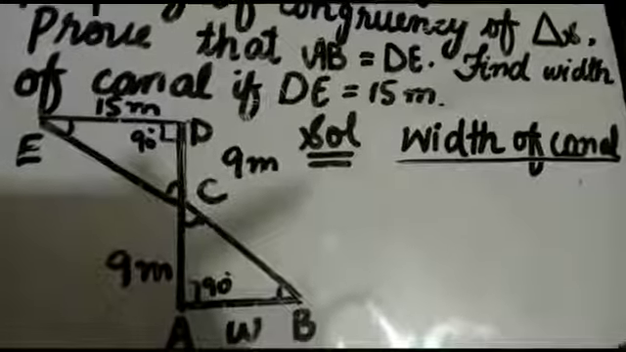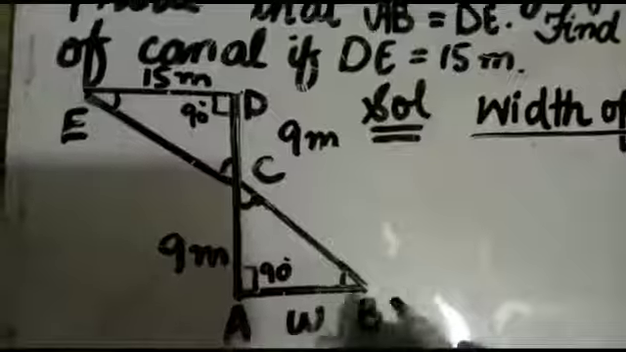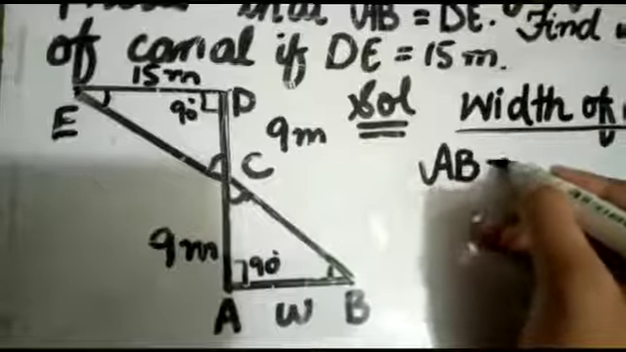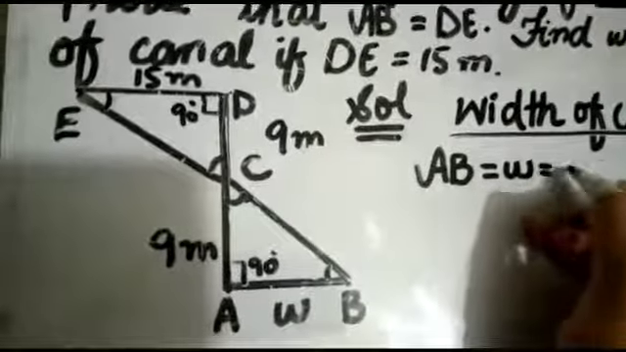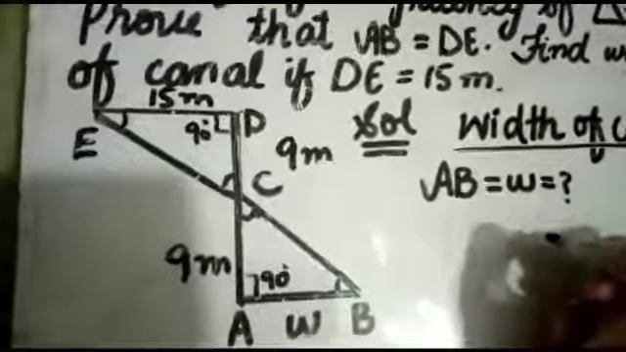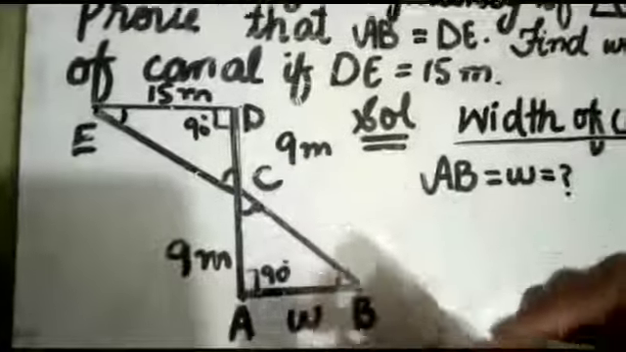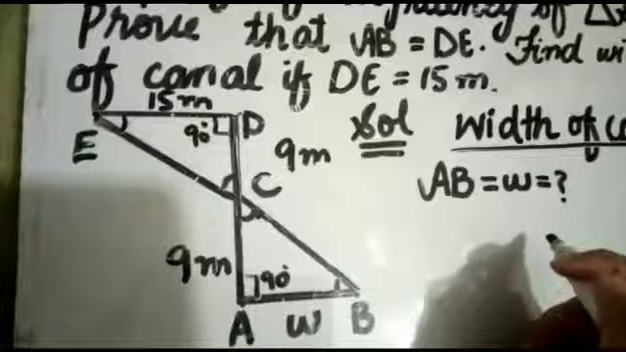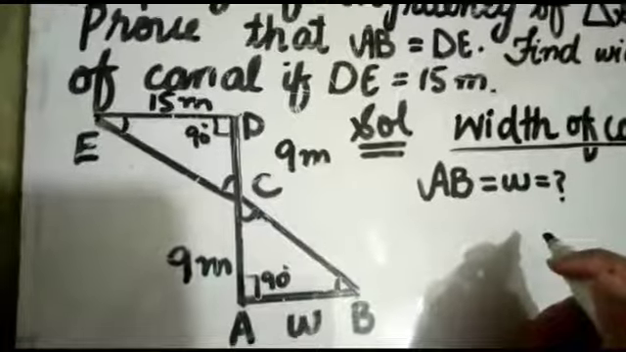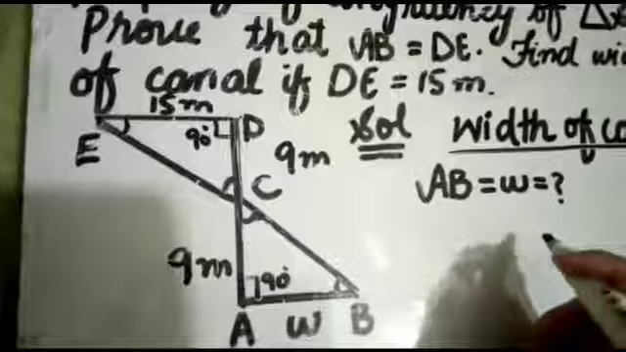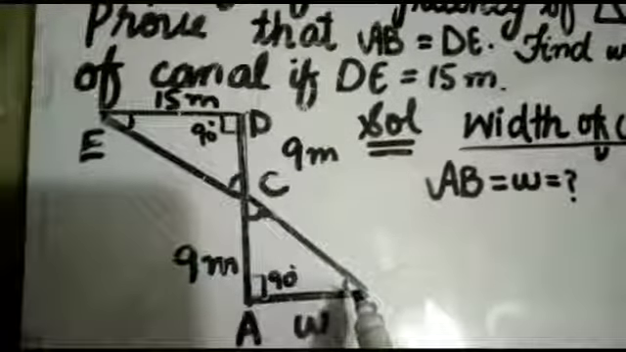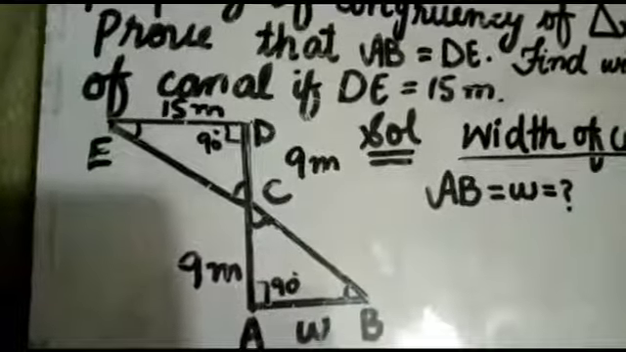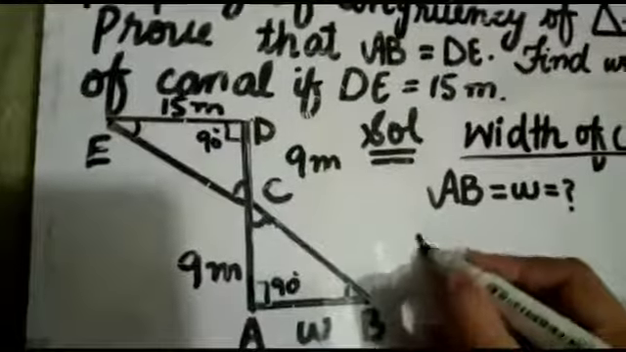Now we have to find the width of the canal, that is AB. AB is the width of the canal, so I can write AB is equal to W is equal to question mark, because we have to find this. As we have already proved that these two triangles are congruent to each other, it means all the remaining sides and all the remaining angles are also equal to each other. So we can see AB and DE both are corresponding sides of these two triangles, so these two sides are also equal to each other.